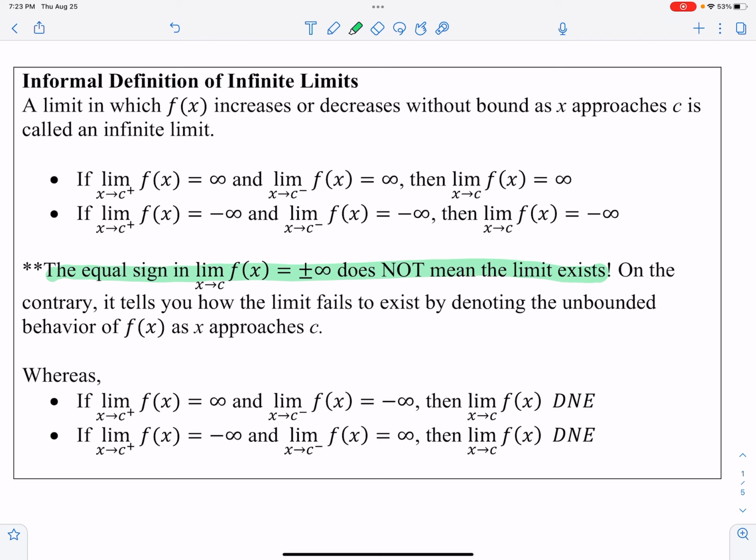Now, if the one-sided limits were approaching different infinities, so if as x approaches c from the right, the function is increasing without bound, so approaching positive infinity, and then as x approaches c from the left, the function is decreasing without bound, so approaching negative infinity, all we would be able to say about the two-sided limit is that it's DNE. And same thing if from the right, the function was approaching negative infinity, but from the left was approaching positive infinity. If those one-sided limits don't match, all we can say about the two-sided limit is DNE.